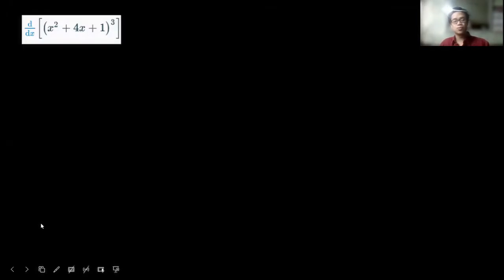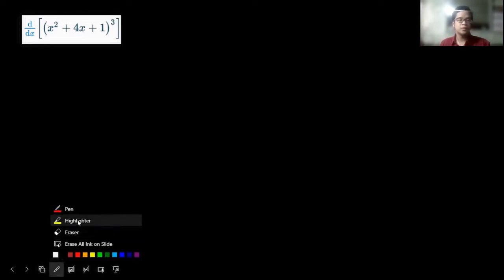So in this first problem, we are asked to find the derivative of the cube of x squared plus 4x plus 1. So we have a given cube of the trinomial. The first thing that comes to our mind is expansion, right? Once we expand this cube of trinomial, then derive each of the terms, then we're good to go. That would be our final answer.